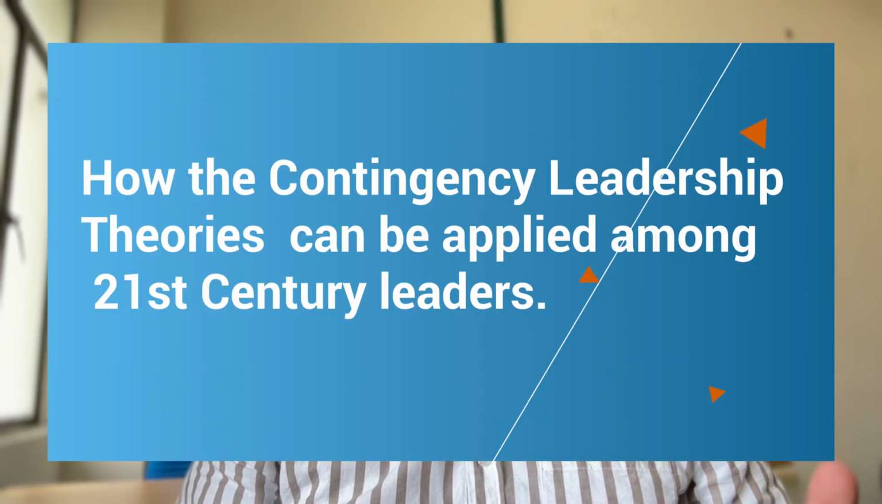And here I'll be talking about the relevance of contingency leadership theories in the 21st century and how they can be applied or have been applied by the different leaders in the world. Contingency leadership theories emphasize the fact that there is no one best leadership style that can be applied effectively everywhere. However, the effective leader is one who applies different leadership styles at any point given the situation at hand.